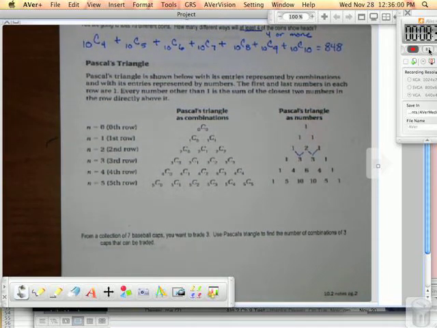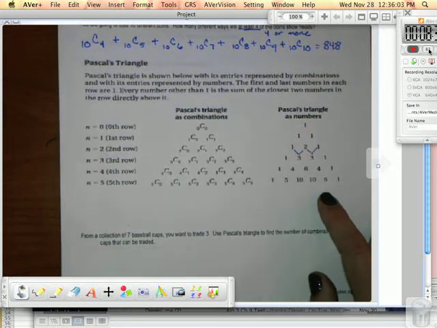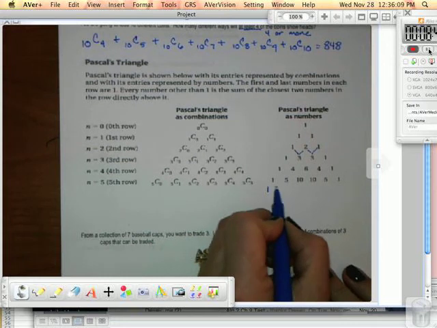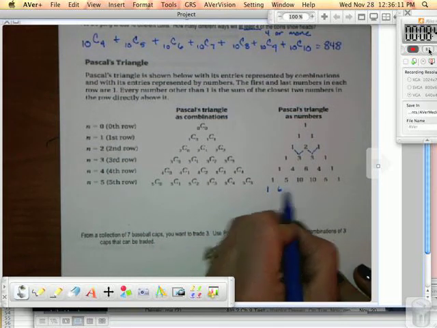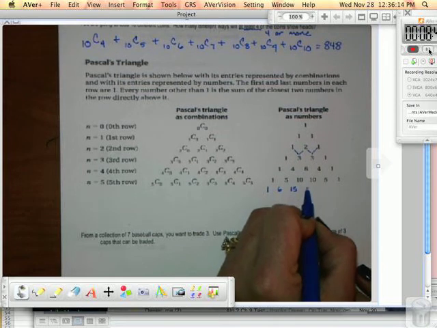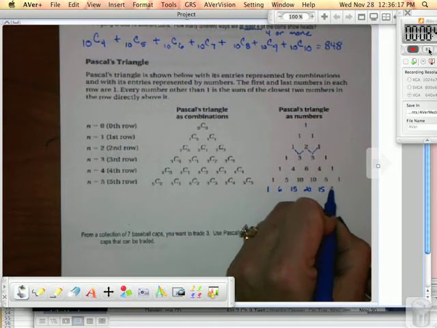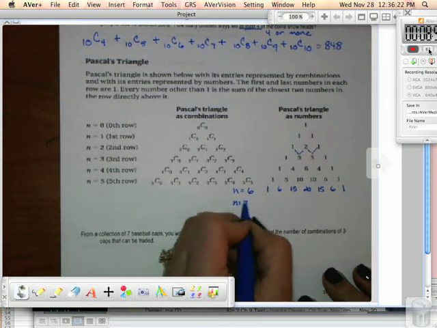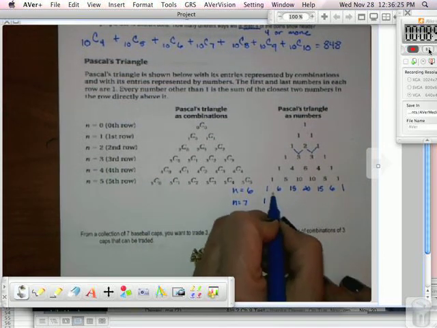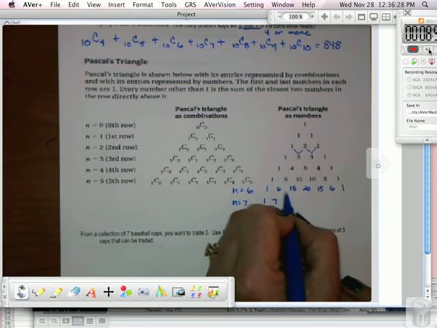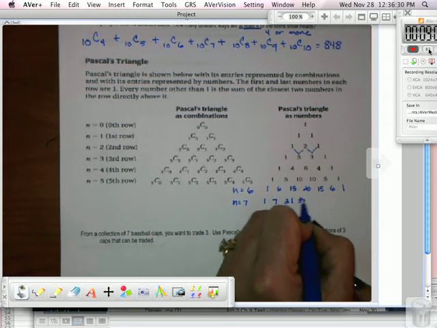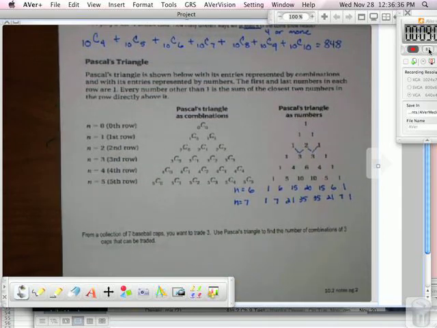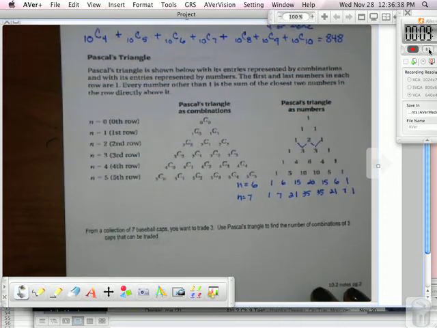But what I am going to do is I'm going to expand this to a 6th and a 7th row because we're going to need that. So I'm going to write a 1, and then I know the next number is 1 plus 5, which is 6. And then 15, 10 plus 10 is 20, and then 15, and then 6, and then 1. This is where n equals 6. Then I'm going to do n equals 7. I'm going to put a 1 out here, and then 1 plus 6 is 7, 21, 35, I get 35, get another 21, I get 7, and then I got to end it with a 1.